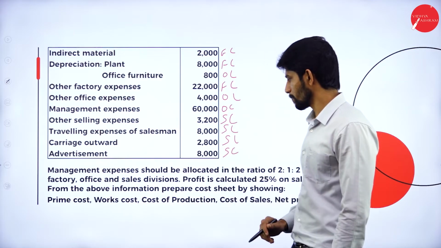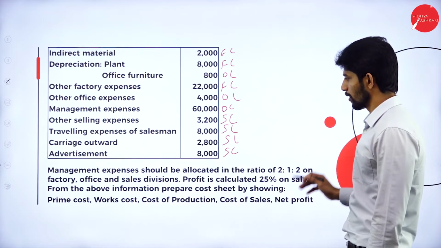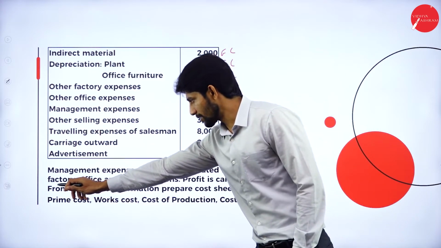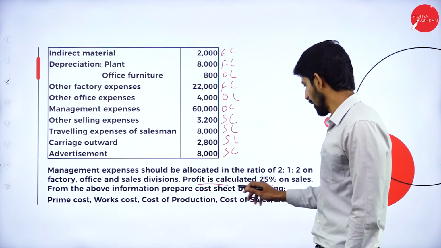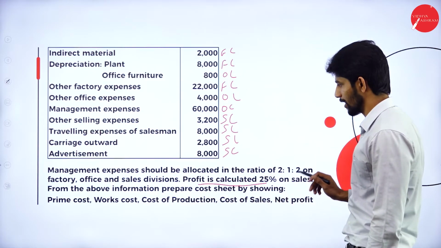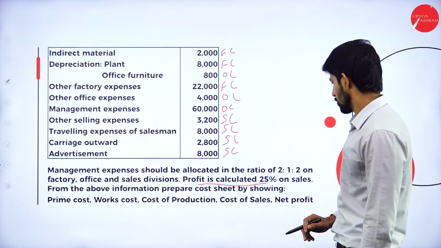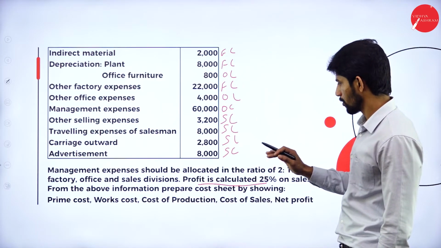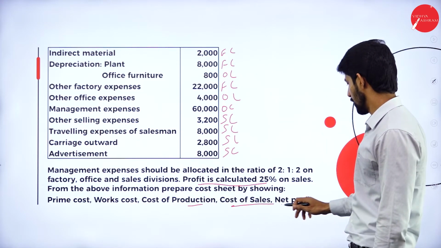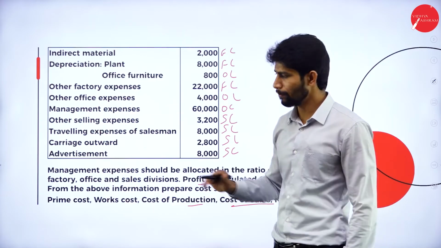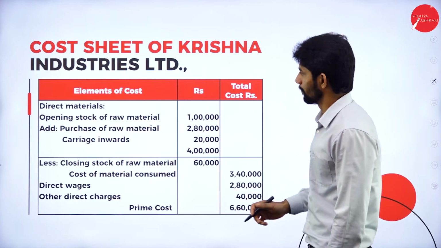Management expenses should be allocated in the ratio of 2:1:1 on factory, office and sales divisions. Profit is calculated at 25% on sales. From the above information, prepare cost sheet by showing prime cost, work cost, cost of production, cost of sales and net profit. So we marked all the different expenditures. Now we directly solve the problem.